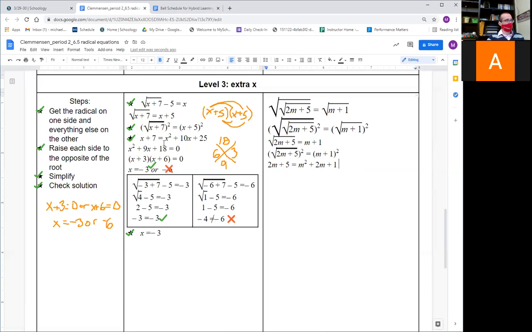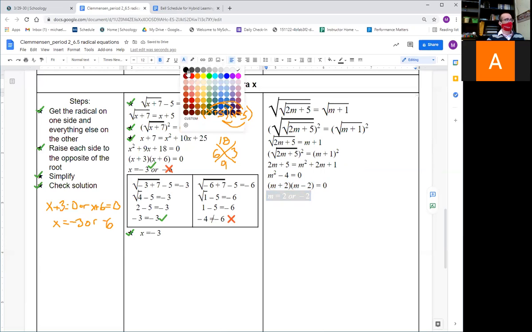Now, just like we did before, we need to get everything on one side, do all that stuff. m squared minus 4 equals 0. Plus or minus 2. 2 or negative 2.